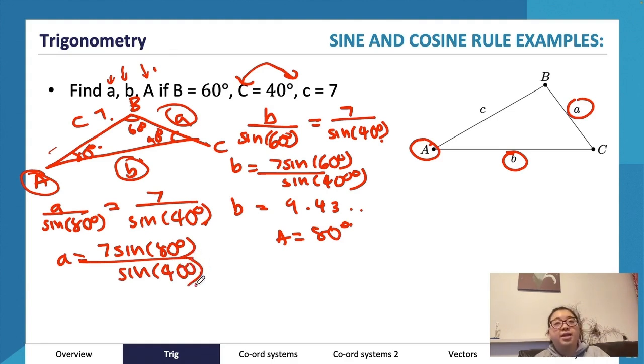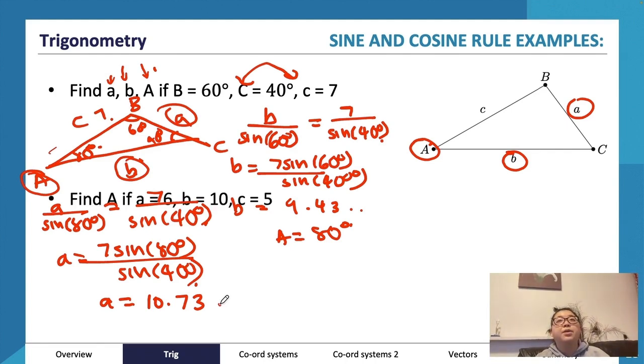So if we plug that in, we can use the previous thing that we just did. We'll get that a will equal 10.73 approximately. Cool. Amazing. Alright, so that's an example of a sine one. And let's talk about our cos one now.